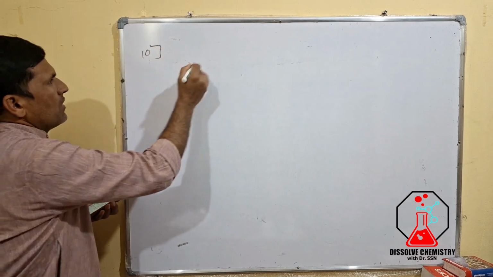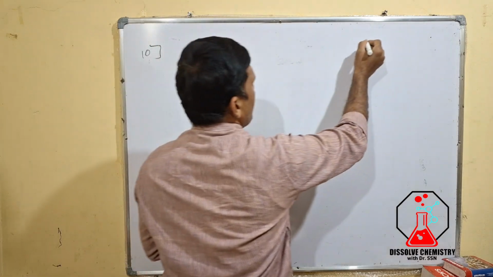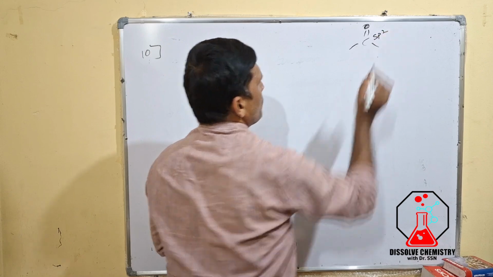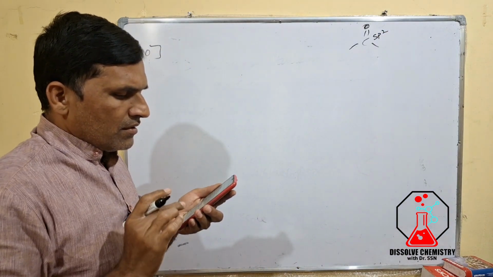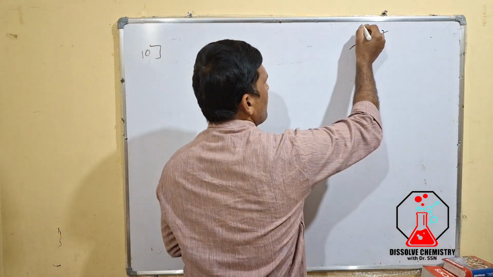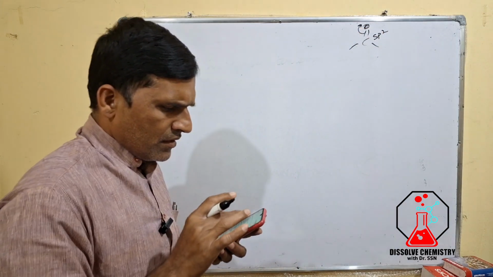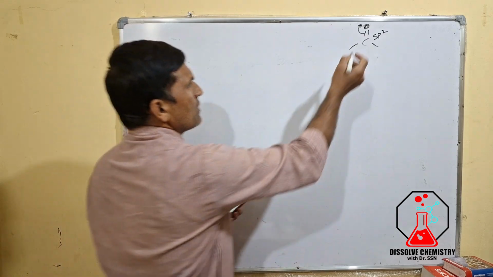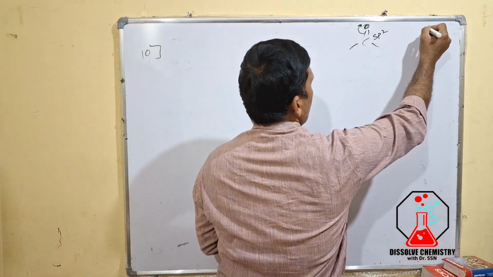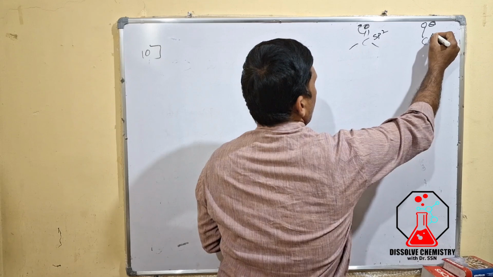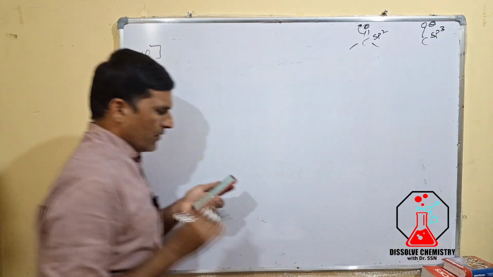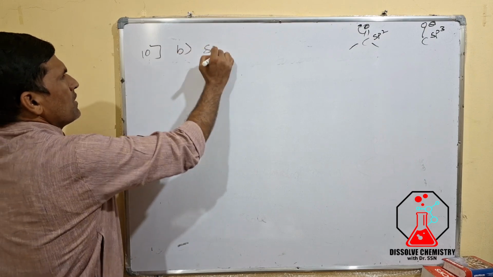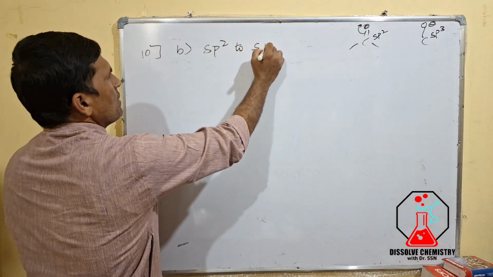10th question, nucleophilic attack. We will write here C double bond O. So now your carbon is sp2 hybridized. When the nucleophile attacks the carbonyl carbon, nucleophilic attack leads to what? The carbon's hybridization changes to sp3. So therefore your option is sp2 to sp3, option B.